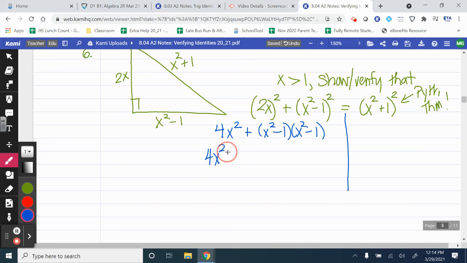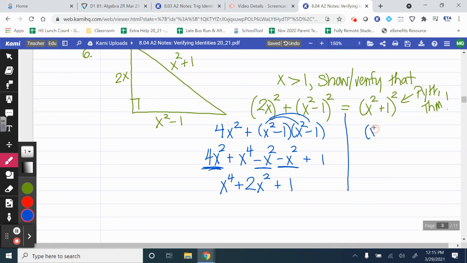So now I have 4x squared, and I'm going to FOIL this out. So I've got x squared times x squared is x to the 4th, minus x squared, minus x squared, plus 1. Now I'm going to combine my like terms. So I've got a 4x squared minus x squared minus x squared. So that's going to give me a 2x squared. I don't have any other x to the 4th, so I'm going to bring that down. So 4 minus 1 is 3, 3 minus 1 is 2, so positive 2x squared plus 1. And I feel like I can't really go too much further right now.